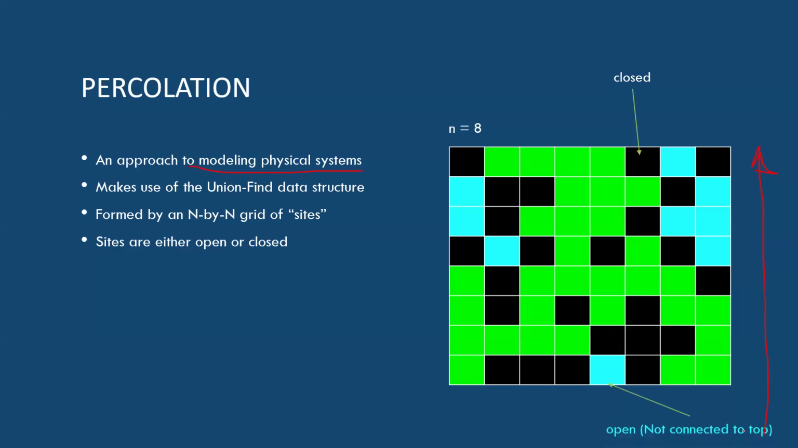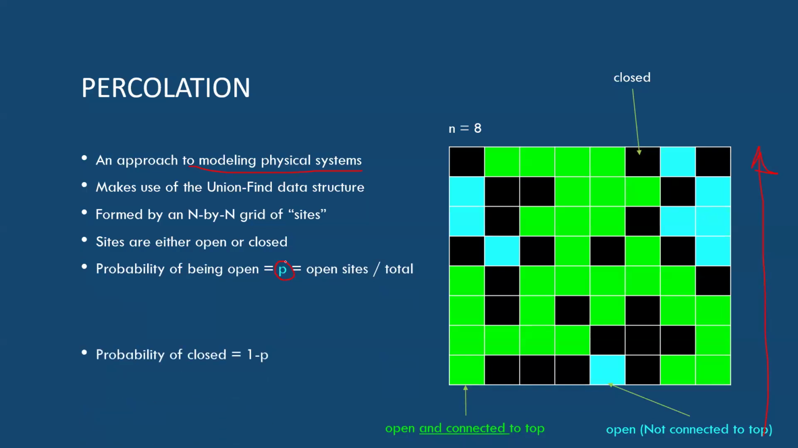So we have closed sites, and then open sites that connect all the way to the top. The way we usually do this kind of analysis, we talk about the probability that a particular site is open. That's the total number of open sites, these plus these, divided by the total sites overall. So that's our probability of being open, okay?